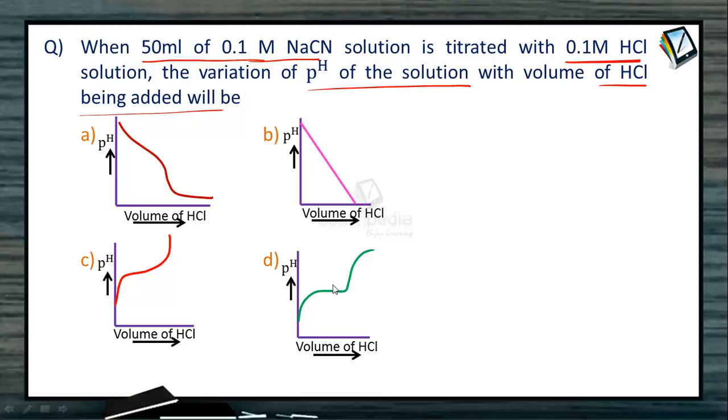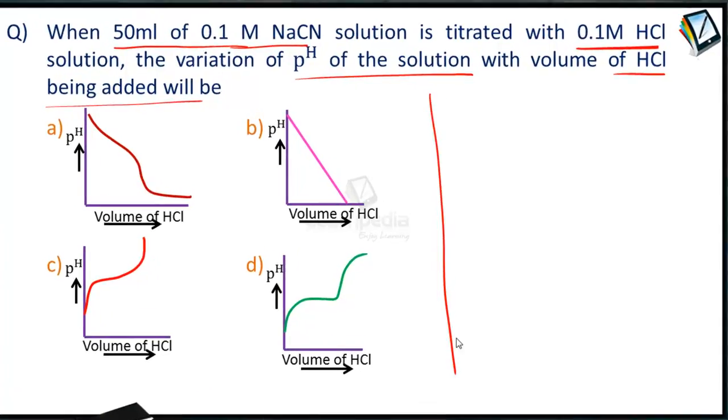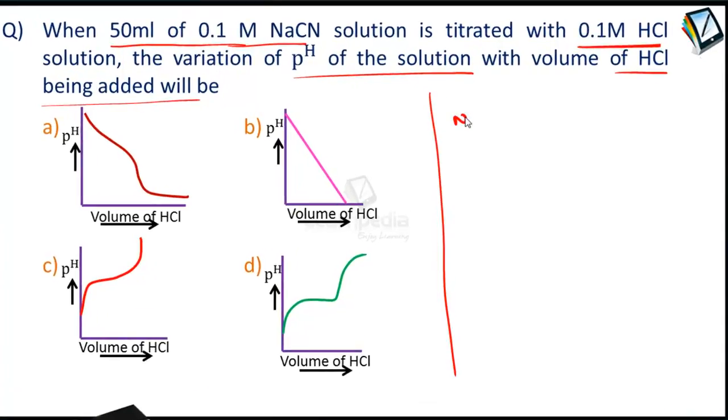That is the question. In this particular case, we are given NaCN solution. It is the salt of a strong base and a weak acid, so the solution is initially basic in nature as per salt hydrolysis. So this basic solution of concentration 0.1 molar is being titrated against HCl solution, which is a strong acid whose concentration is also 0.1 molar, and initially 50 ml is taken.